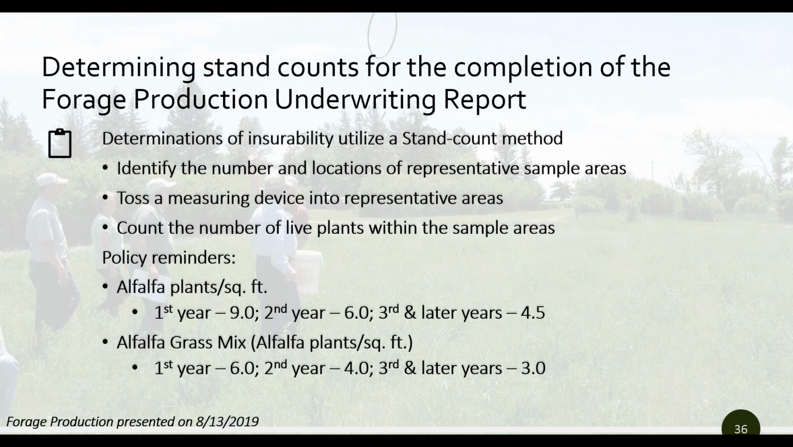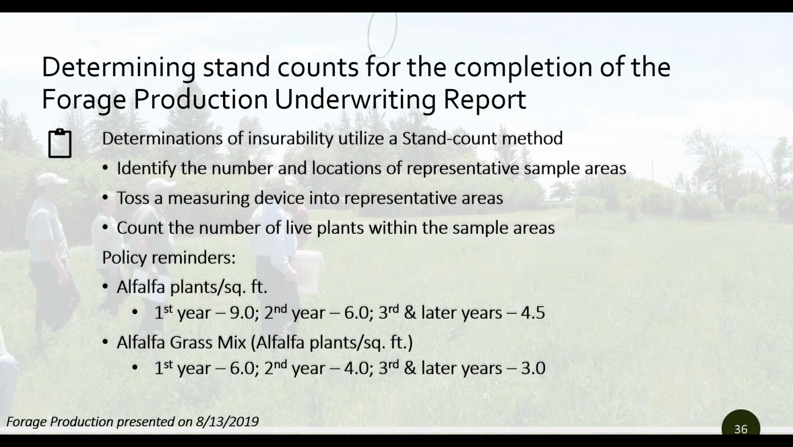So one of the things here is if our field or subfield consists of anywhere from 1/10 of an acre on up to 10 acres, we're going to need to have 3 samples. So you'd have 3 entries there on your forage underwriting report for that unit. If we got 10 acres or more, up to 40, then we're going to need 4 samples.